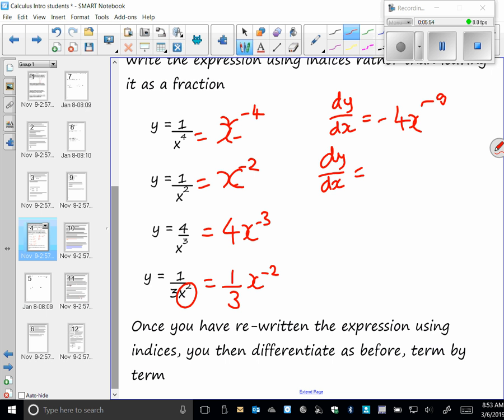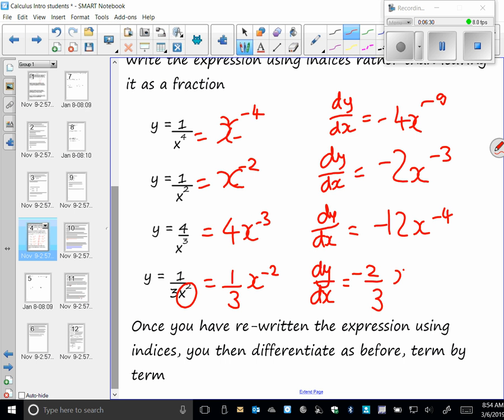Power comes in front, take one off the power. -2x to the power of -3. -12x minus... Is it 2? Almost. Negative... to the power of -2. Lovely.